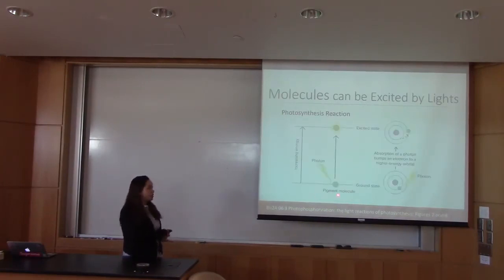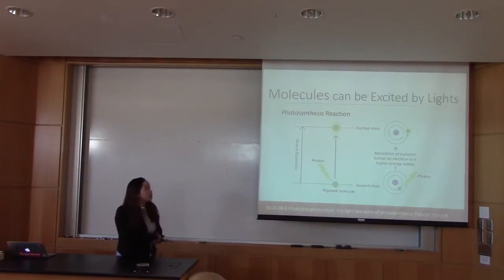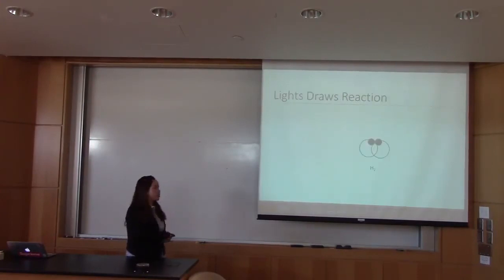Also using photosynthesis as the example. At first, the pigment molecule is at the ground state. It's very stable. However, the electron in the pigment molecule absorbs a photon and jumps into a higher energy level, which makes the molecule reach the excited state. Since it goes to the excited state, it will be very active and can do a lot of chemical reactions. The molecule can be excited by the light, so the light can drive the reactions.